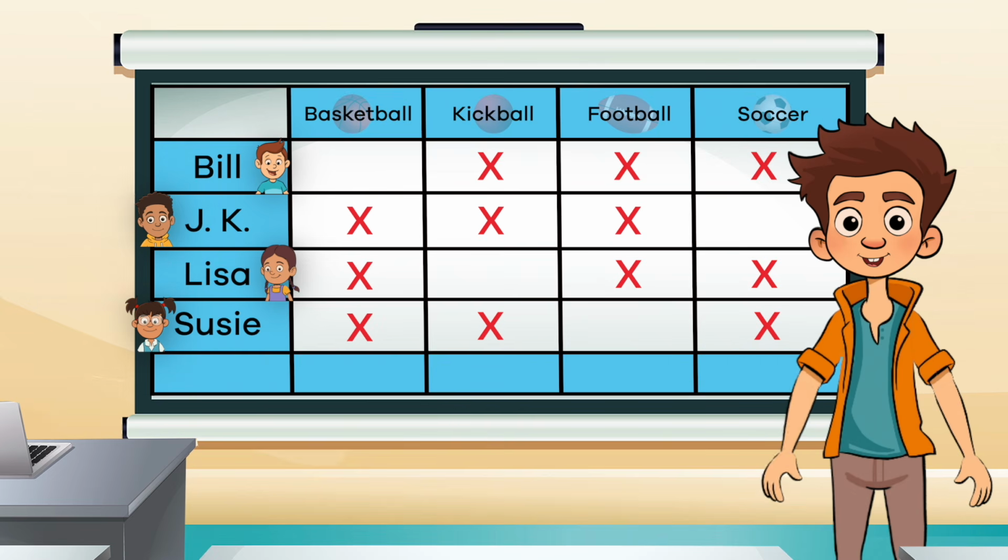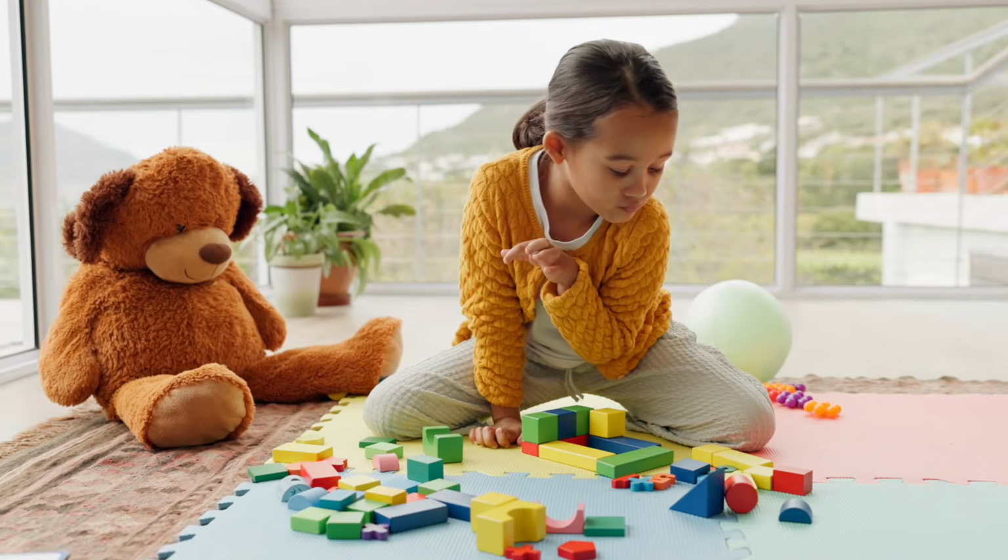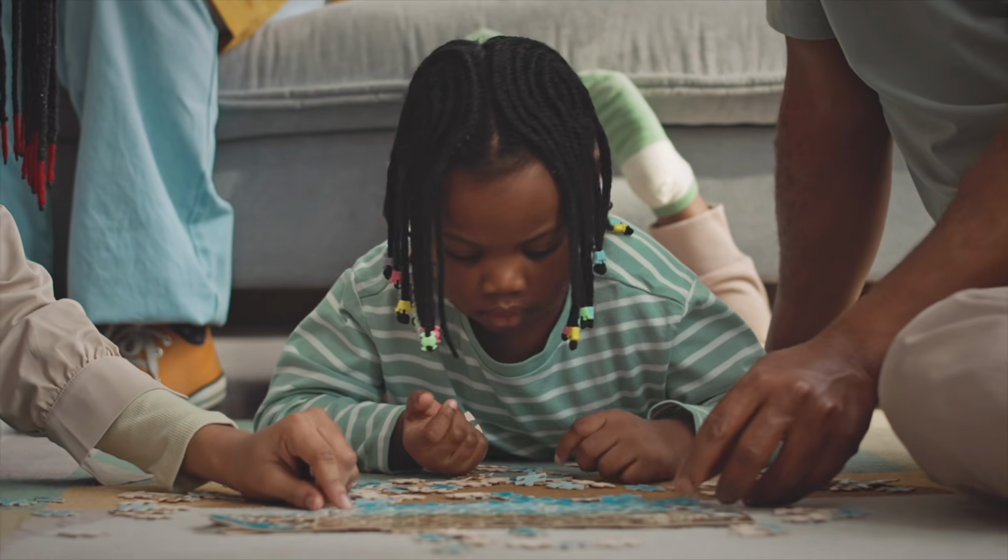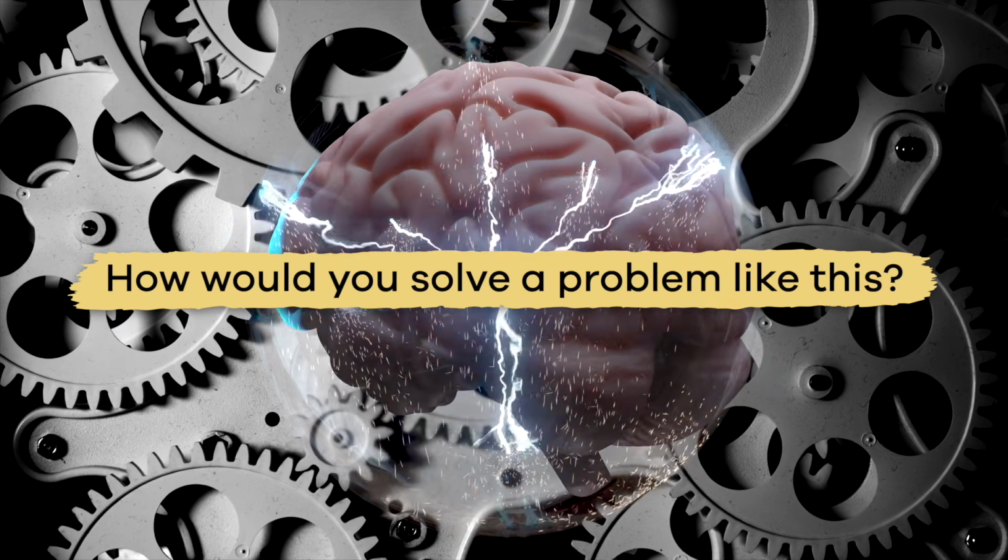Well, look at that. It looks like we helped Tyler figure out the answers. Bill plays basketball. JK plays soccer. Lisa plays kickball. And Susie plays football. What a cool way to use our critical thinking skills to solve a problem. How would you solve a problem like this?